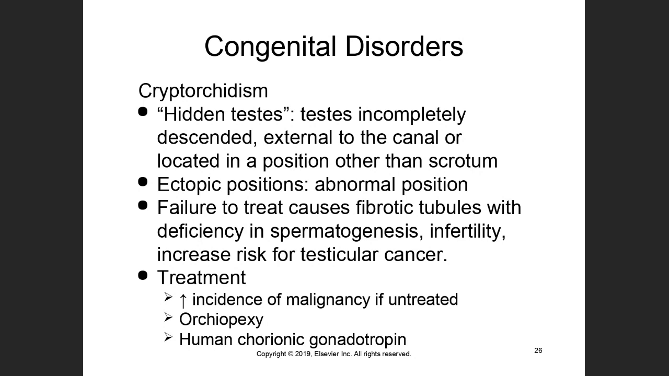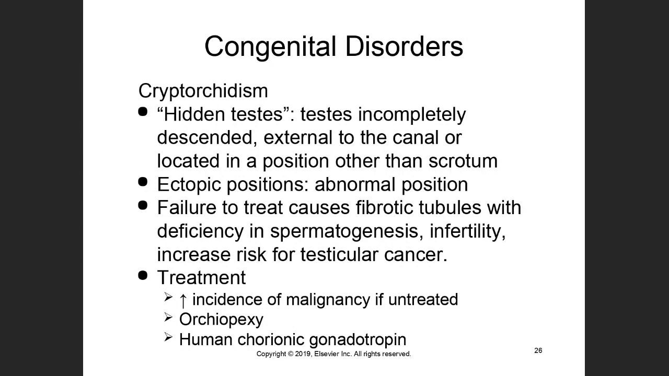So the treatment: increased incidence of malignancy if untreated; orchiopexy and human chorionic gonadotropin. The treatment is to put down the testes. You have to follow one structure that is called the gubernaculum. You find the gubernaculum in the scrotum, and you go through the gubernaculum all the way to the pelvic cavity, and you find the testes. That's how you find the testes.